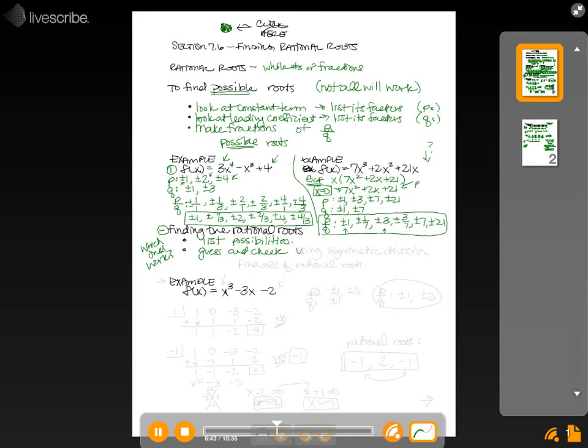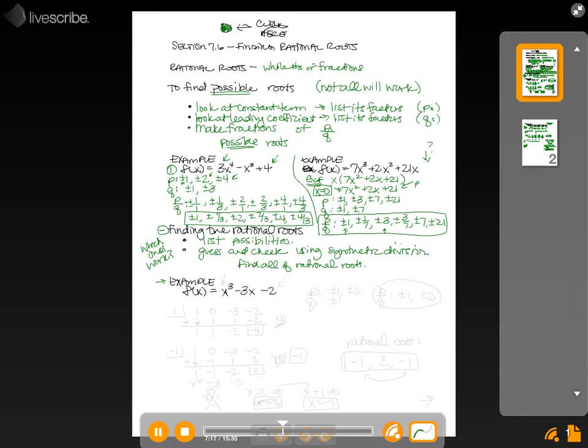To do that, we're going to use synthetic division. Now we use synthetic division instead of long division because synthetic division is quicker. But our goal is to find all of the rational roots that will work in the problem from the list that we've come up with. So I've got an example for you. f of x equals x cubed minus 3x minus 2.